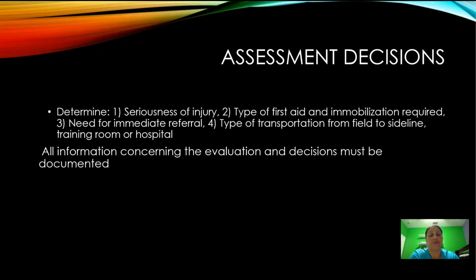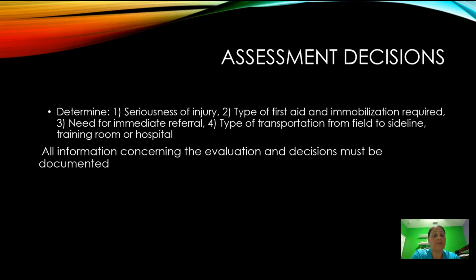See if there's a need for immediate referral, and take into consideration, is this something that is life-threatening that maybe we need to transport them via ambulance, or is it something that we can make an appointment for tomorrow? So it depends on the situation.